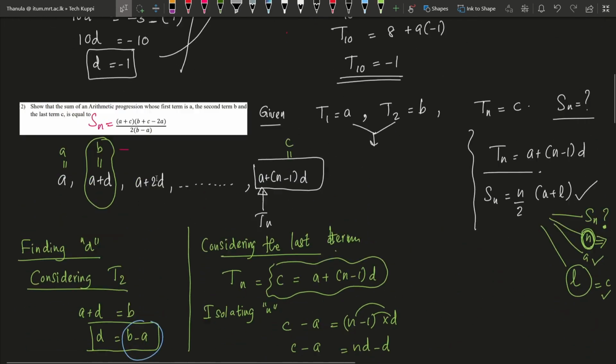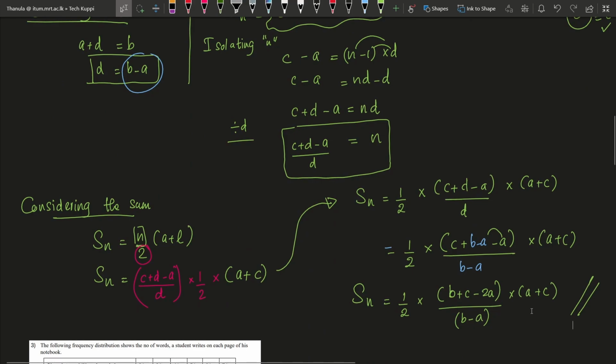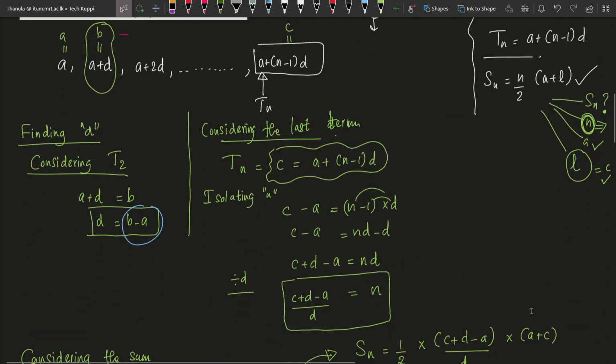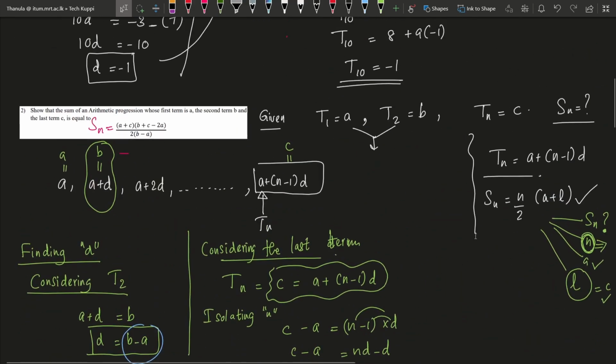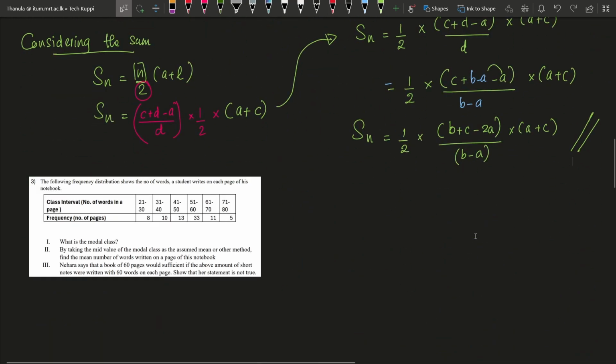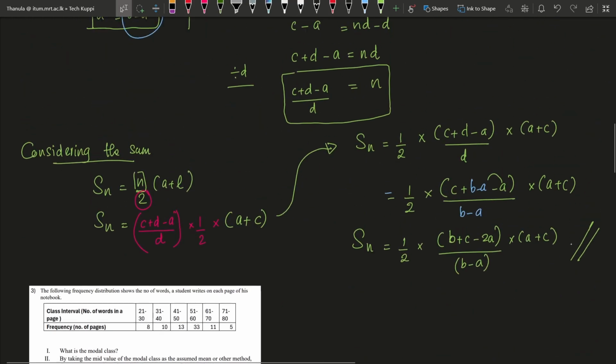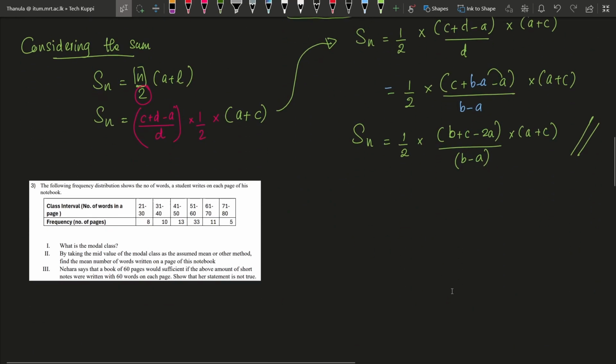Look at their expression. A plus c is there, then b plus c minus 2a, finally 2 times b minus a, that is there, right? 2 is there. Okay, let's move to question number 3.